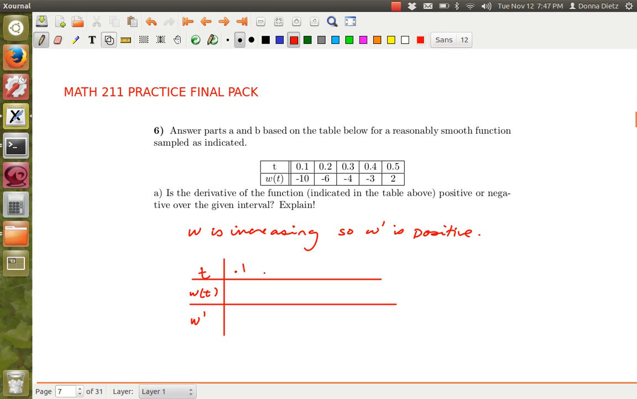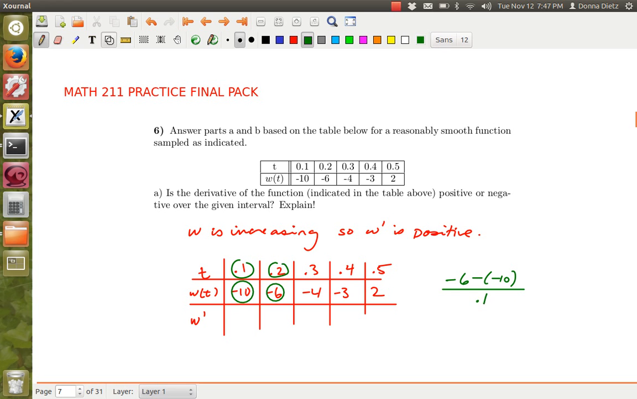So we have 0.1, 0.2, 0.3, 0.4, and 0.5. And these numbers we have, we're going to actually do what we did in a previous question. We do this: -6 minus -10, and then divide by the difference between those. So it's actually 10 minus 6 is 4. It's actually 40. Okay, so this is 40.